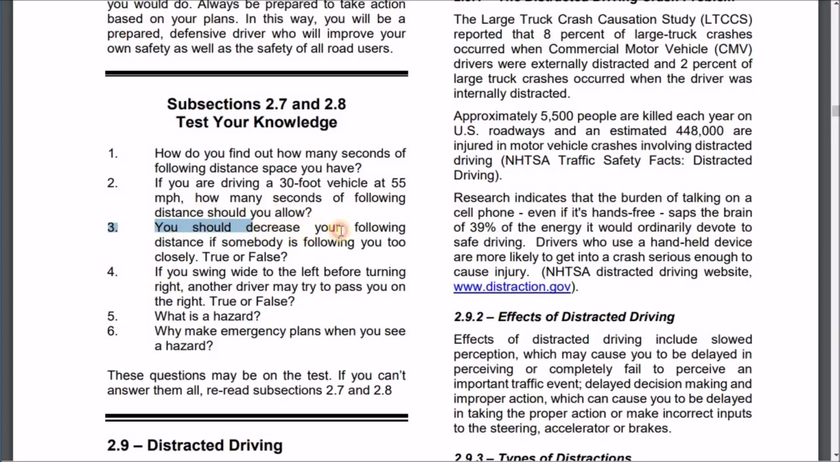Number 3, you should decrease your following distance if somebody is following you too closely. True or false? That's definitely true. If you swing wide to the left before turning right, another driver may try to pass you on the right. True or false? What is a hazard? Number 6. Why make emergency plans when you see a hazard?